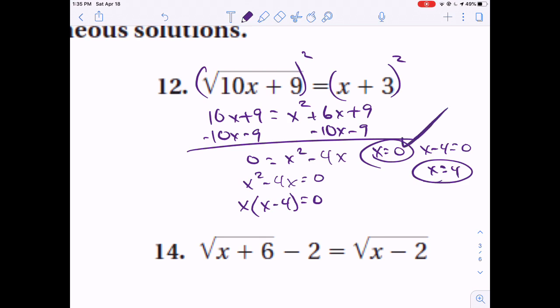Let's put a 4 in. 10 times x is 40. 40 plus 9 is 49. Square root of 49 is 7. So I put a 4 in there, I get a 7 on the left. I put a 4 on the right. 4 plus 3 is 7. 7 equals 7. They both check this time. So there was not an extraneous for that one. They both checked out fine.